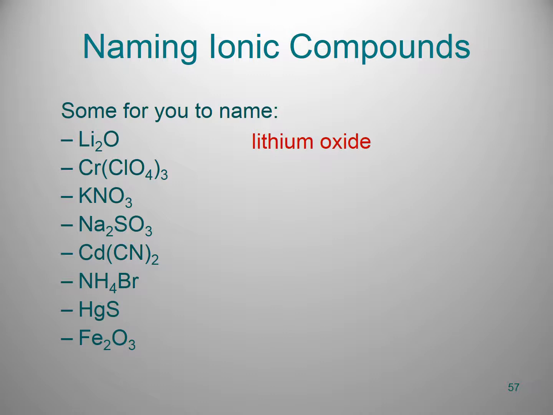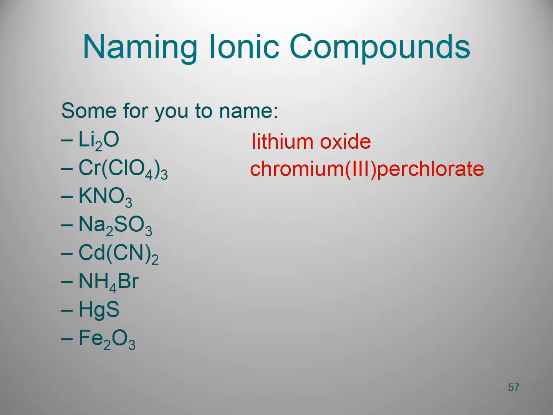Okay, chromium, and notice that there's more than one element after it, so that is a perchlorate. You have to look up the ion. Perchlorate ion. Now there are 3 of them, and each of them is a -1, so overall there's a -3 charge, which means the chromium has to be a +3. Now we do need to put the Roman numeral for chromium because it's a transition metal, and you wouldn't know what the charge is without being told. So Cr(ClO4)3 is chromium(III) perchlorate.